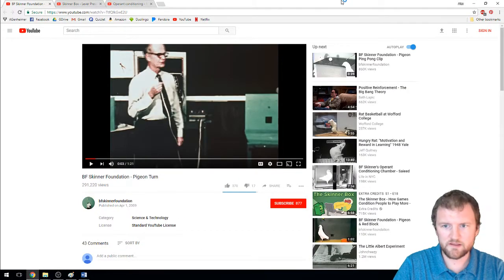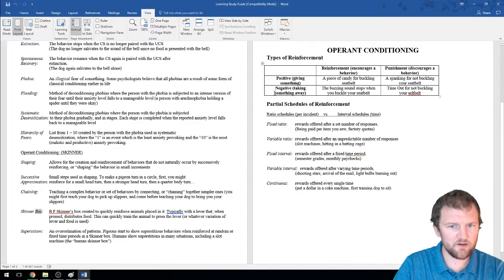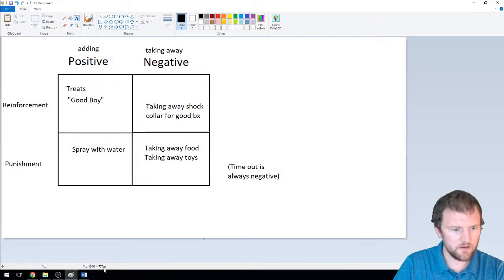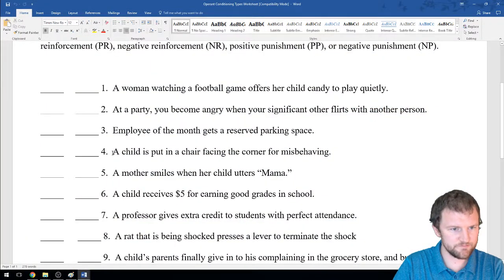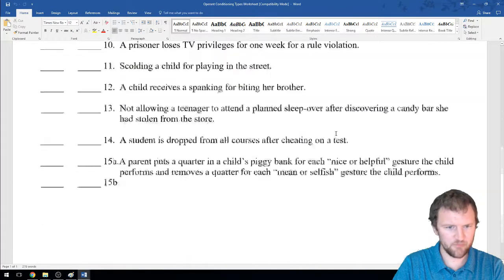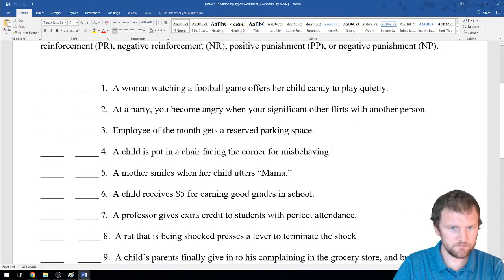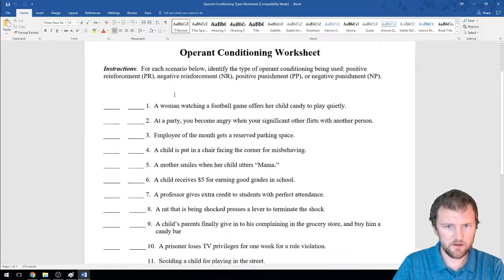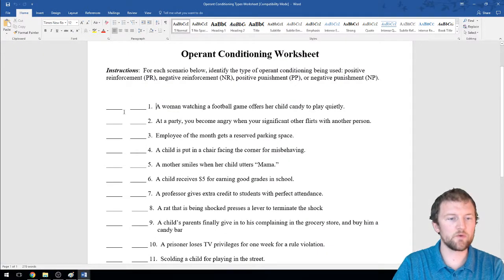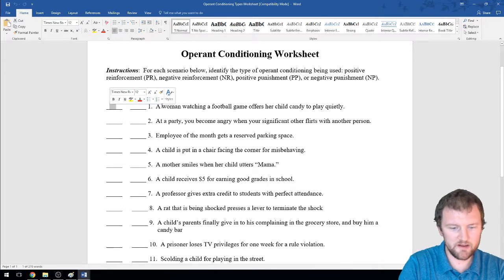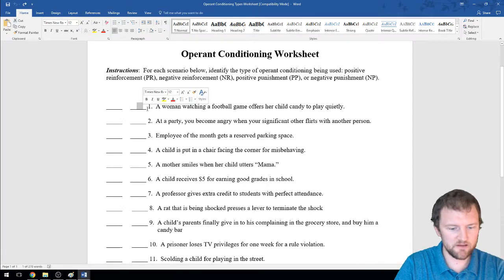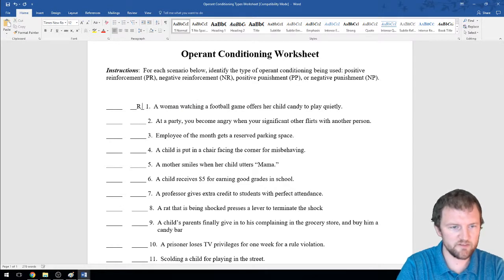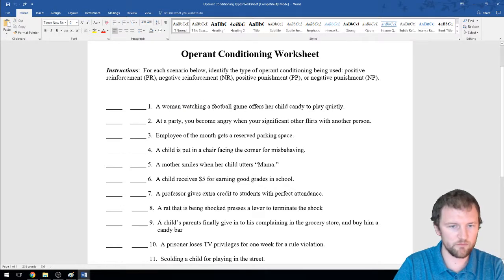I think that's it. Let's go over, take out the worksheet. We'll go over the first few together, and then we'll go over the rest when I get back. But I don't mind if you work in groups with this. Starting with number one, the way this works is for the first blank, you write either P or N for positive or negative. And for the second blank, you write reinforcement or punishment. So you'll end up with something like PN or whatever.